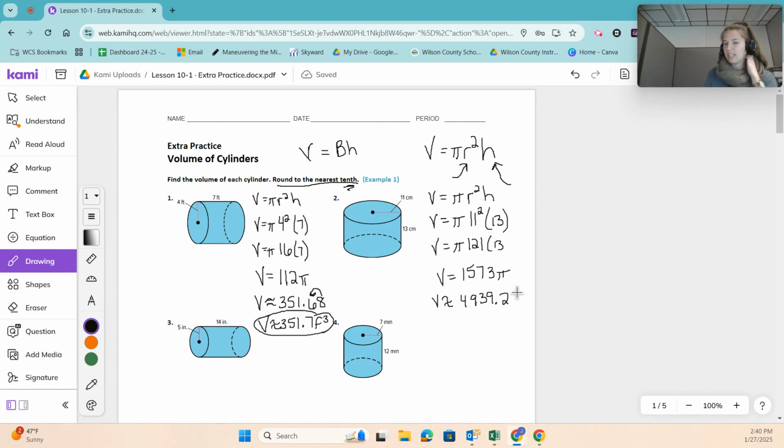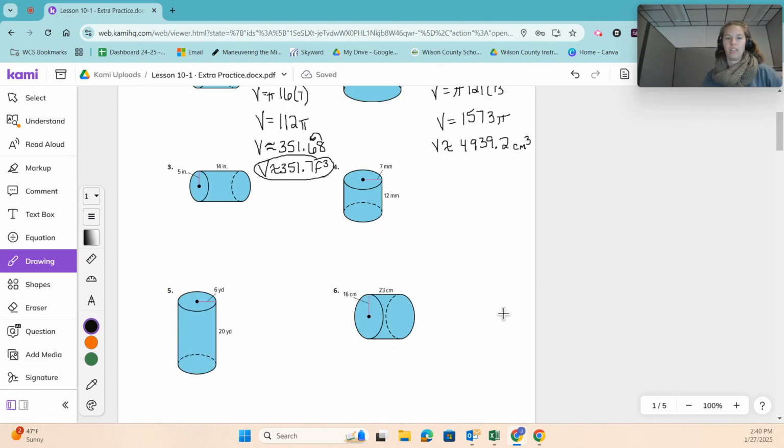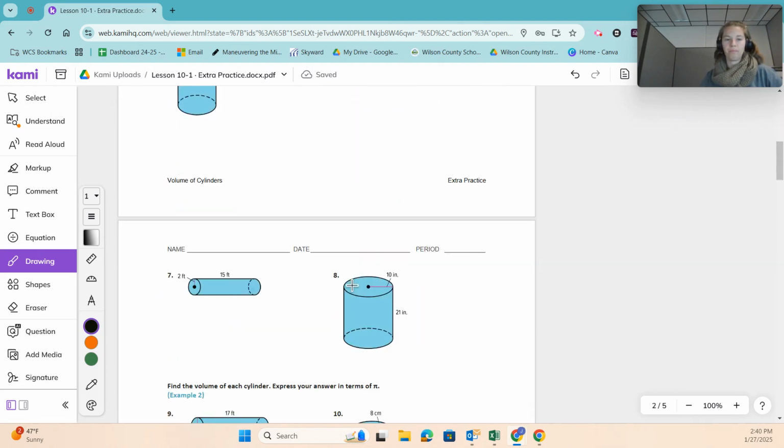And when we multiply that by pi, we get volume is approximately equal to 4939.22. That second 2 tells this 2 to stay the same. So we have the volume is approximately 4,939 centimeters cubed, which is my units here. Several more that you can try on your own just like that.